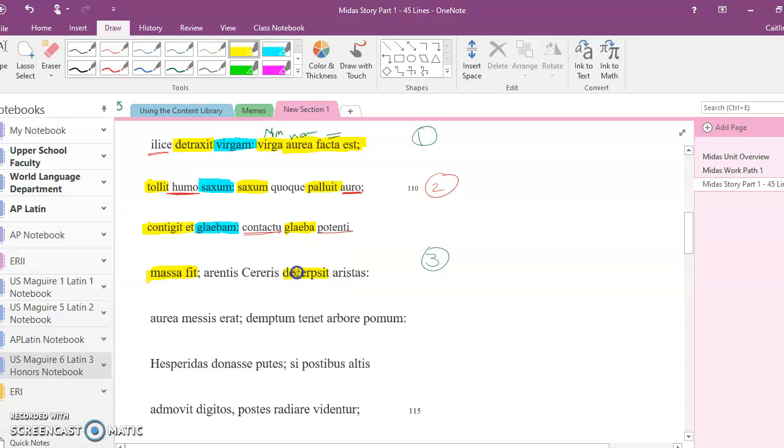He plucks the accusative, aristas. In your textbook, this is aristas with a long a, so I know that's accusative too. The dry ears, and there's a genitive right next to it, so the dry ears of Ceres, those are ears of grain, like ears of corn. And what happened when he plucked the dry ears of grain?